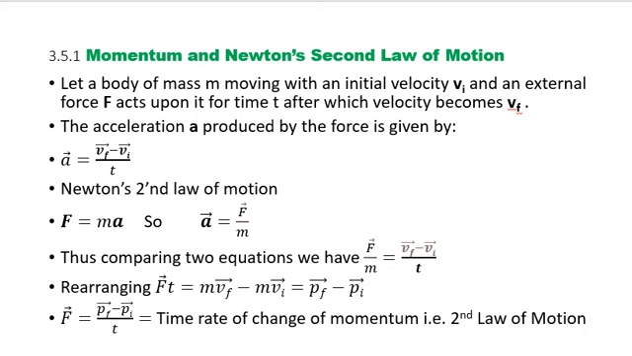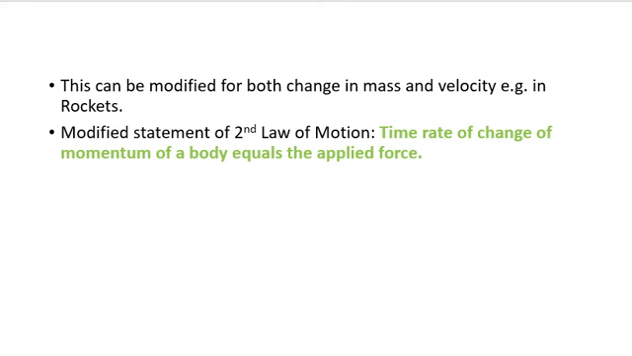That mv is equal to momentum. So final momentum minus initial momentum, meaning change in momentum, is equal to force into time, or we may say force is equal to change in momentum over time, meaning the rate of change of momentum is equal to force. Here it is force equals rate of change of momentum, that is the second law of motion. So a modified statement of the second law of motion means the time rate of change of momentum of a body equals the applied force.